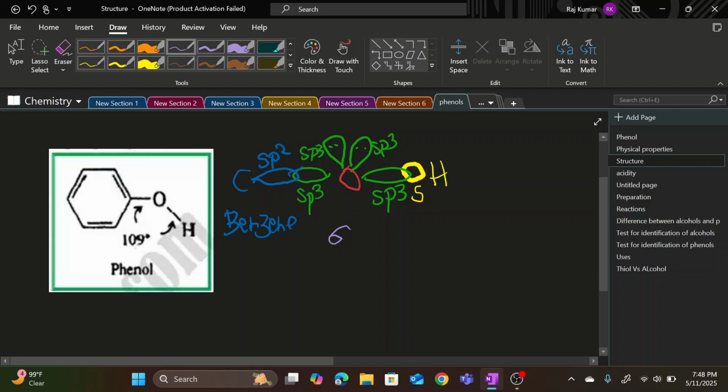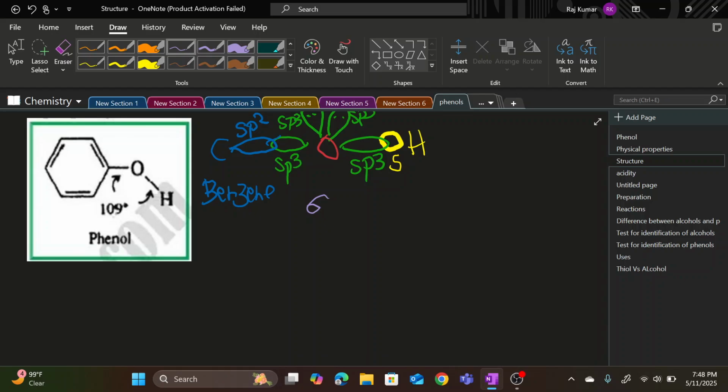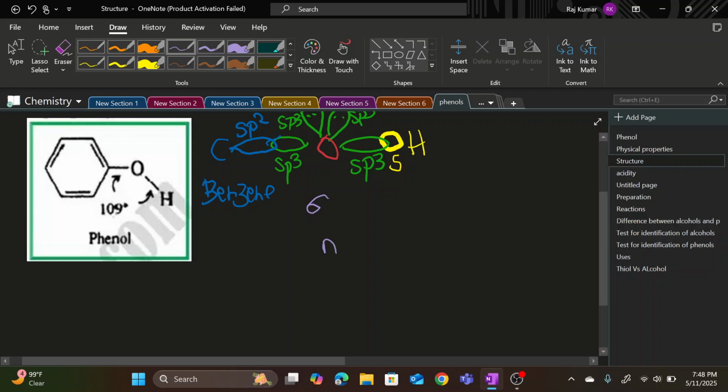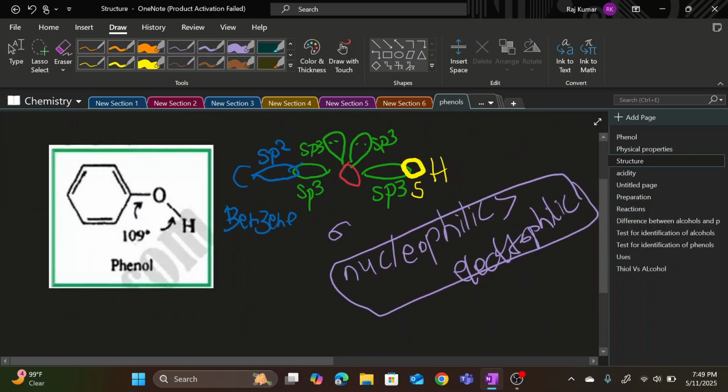All of them are sigma bonds, but the strength of the oxygen to hydrogen bond is greater than the carbon to oxygen bond, and it is due to this reason that nucleophilic reactions are more likely to happen than electrophilic reactions. So this is an important point.